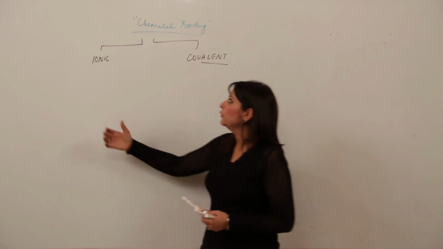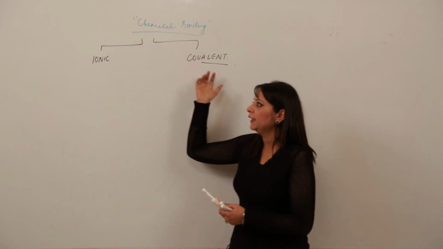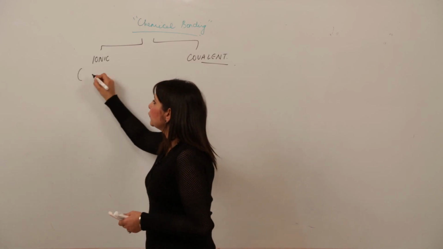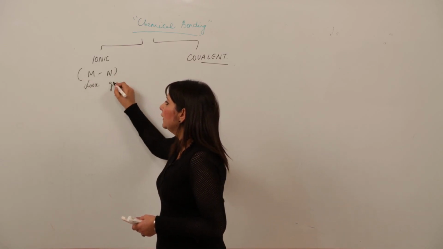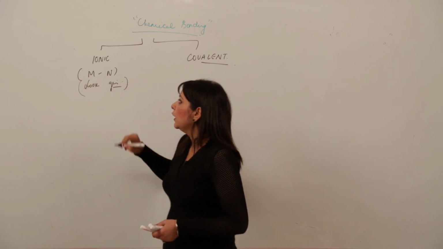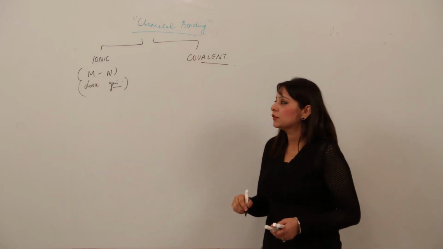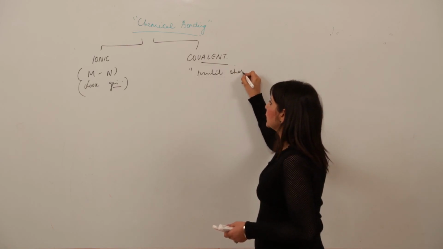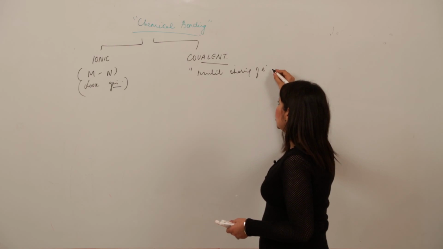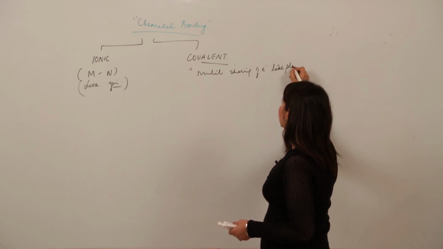Now as I've told you, there are two types of bond formation, ionic and covalent. In ionic bonding, it is formed between a metal and a non-metal: one loses an electron and another gains an electron, right. Now we will be doing covalent bonding. In covalent bonding, mutual sharing of electrons takes place.